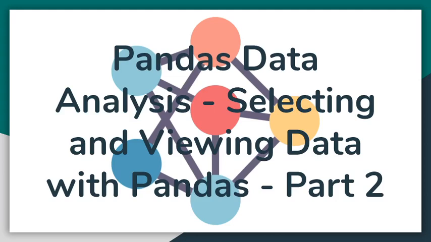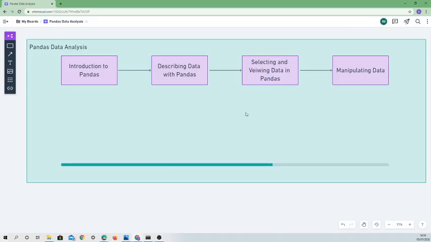Today we are going to be again selecting and viewing data with pandas, and this is part 2 because in the last video it was getting too long, so I decided to make a part 2 instead. So this is how much we have got up to so far. We are halfway through selecting and viewing data in pandas. After that we're going to start manipulating, but right now we're going to work on selecting and viewing data.